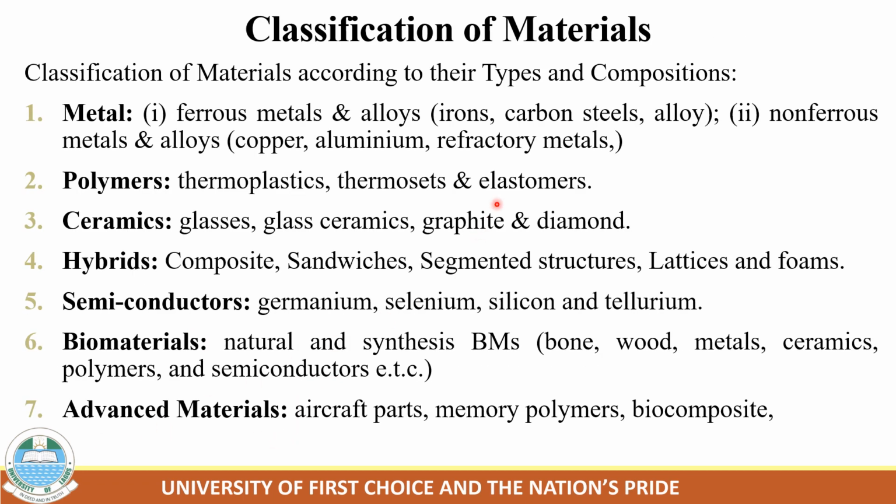Materials can also be classified according to their types and composition. Here we have metal, polymer, ceramic, hybrid, semiconductor, biomaterials, and advanced materials. All these materials were briefly introduced to you during your basic technology when you were still in JS classes.